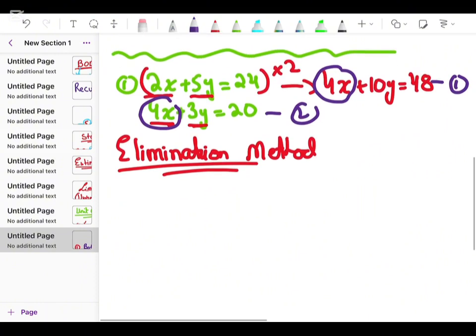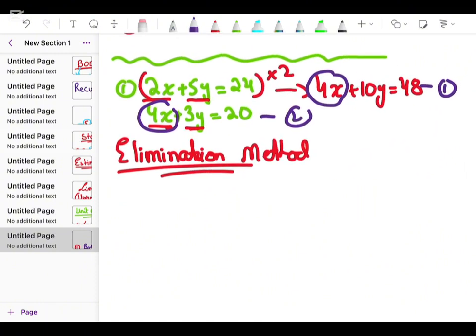So in elimination method, the first step is to make any variable same. We have done that. Now the next step is we have to subtract or add these both equations and cancel out the 4x, because the same variable is x. You can see that this is 4x and this is 4x, both are positive, so I will subtract equation 1 by 2.